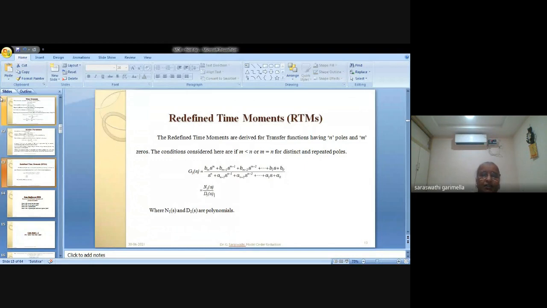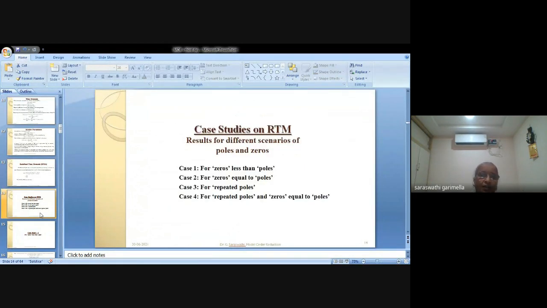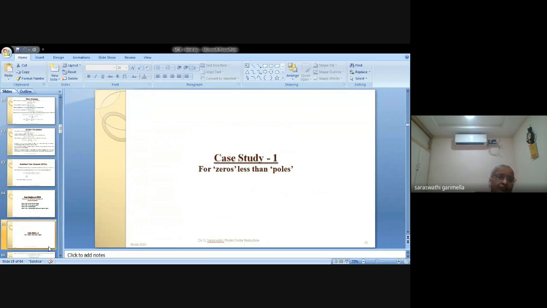So I considered 4 cases as such. Zeros less than poles, one case; zeros equal to poles, another case; repeated poles with zeros less than poles, another case; and repeated poles with zeros equal to poles, case 4. And one by one I have done this, starting with zeros less than poles. That is the general transfer function that you will find.